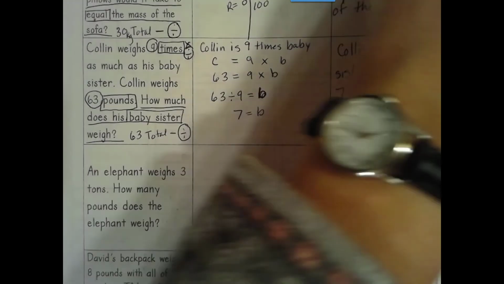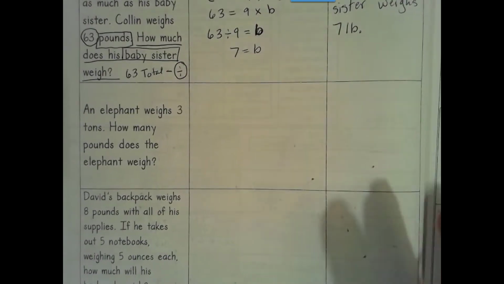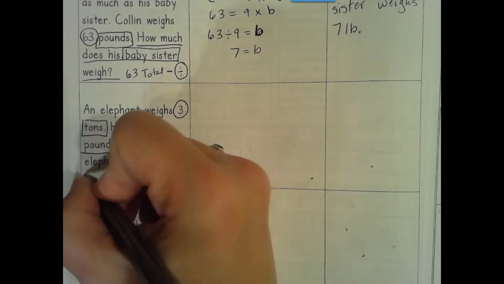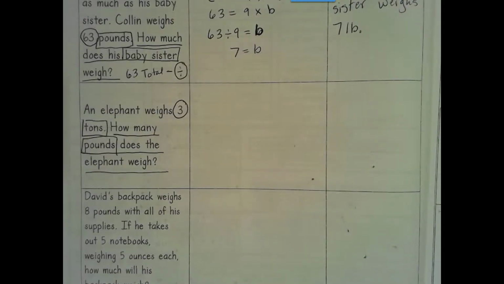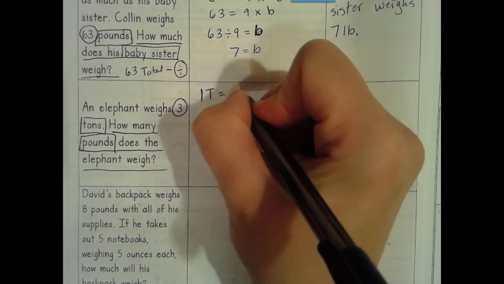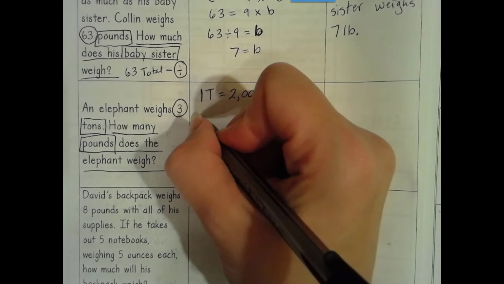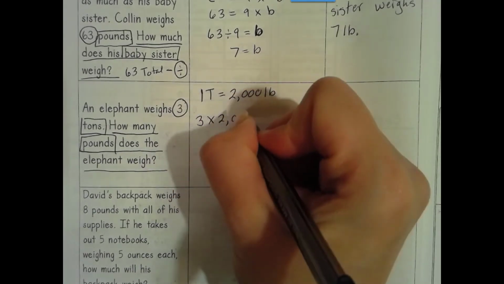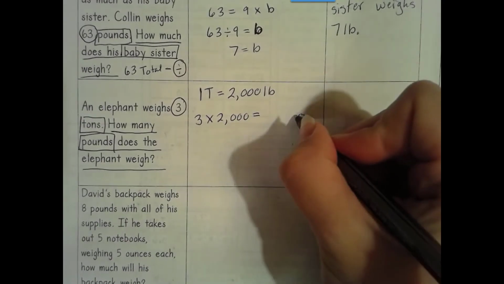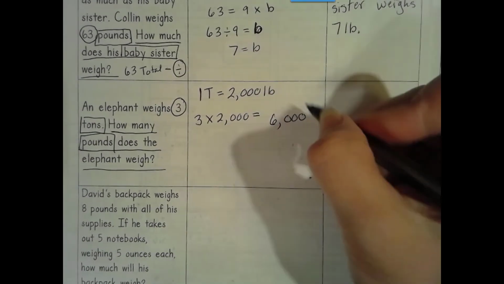Okay, our next problem. An elephant weighs 3 tons. How many pounds does the elephant weigh? Okay, so we're just converting here, from tons to pounds. Well, 1 ton equals 2,000 pounds. So to figure out what 3 tons is, to go from larger to smaller units, I multiply because there are more of the smaller units inside that larger unit. 3 times 2,000, I have 3 placeholders, and 3 times 2 is 6. So that's all we had to do, is change it from tons to pounds.